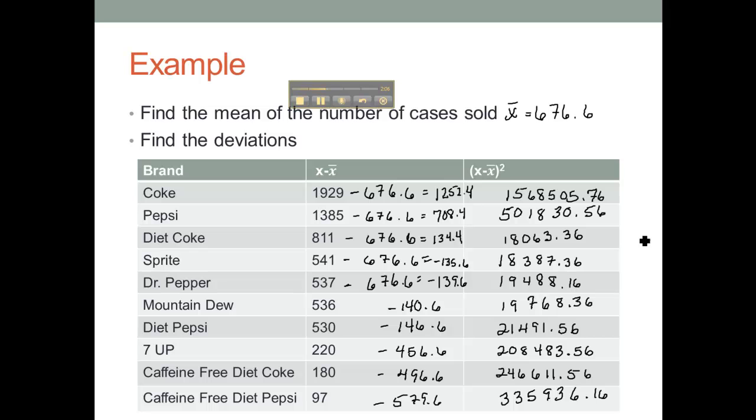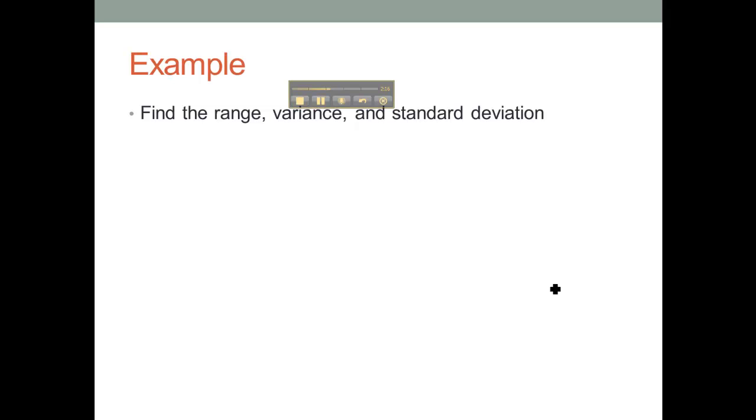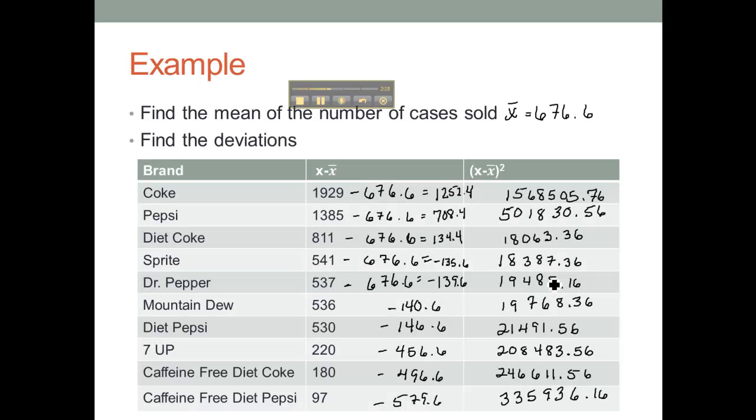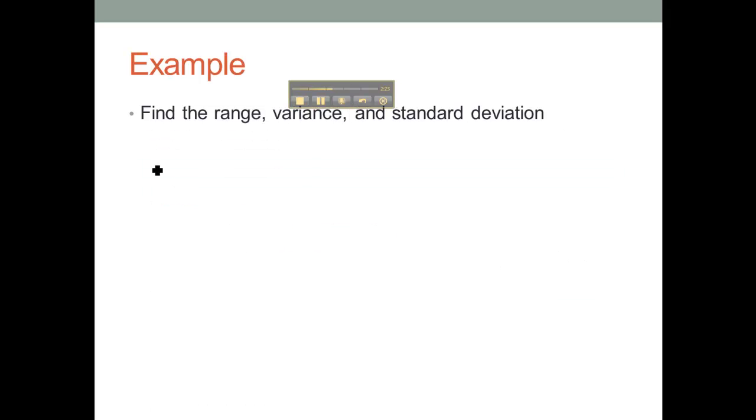The variance is going to be the sum of these divided by n minus 1. First of all, the range: the highest value is 1929, the lowest value is 97. So the range is 1929 million minus 97 million, and that equals 1832.